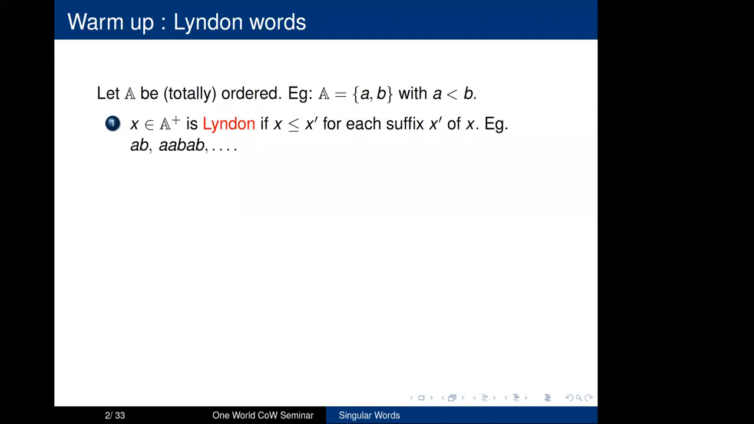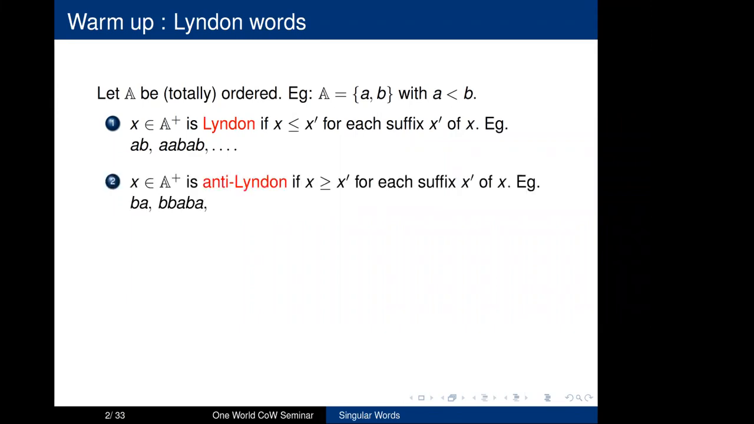Now what you can do is take the complete opposite property, not the negation of this, but the complete opposite property, and say a word is anti-Lyndon if it's strictly bigger than each of its suffixes. I don't want to associate names to these notions. I'm just inventing them. It's not going to be important. Here's a couple of examples of anti-Lyndon words. You can see I got them from the previous examples by just changing the A's and the B's.